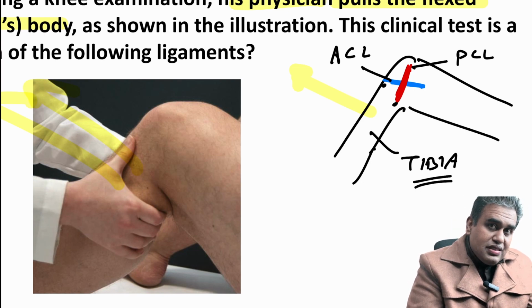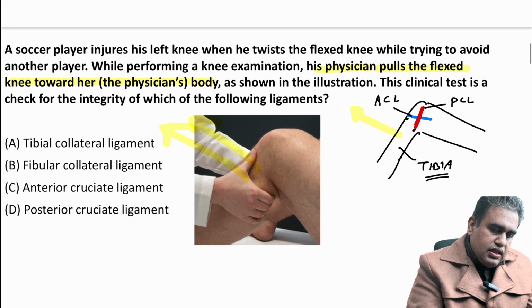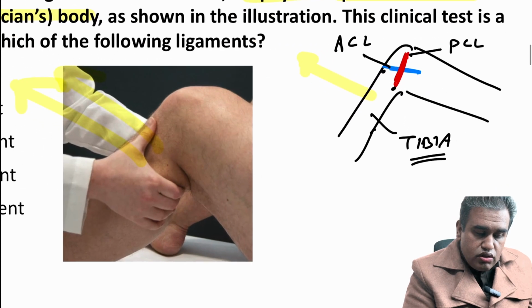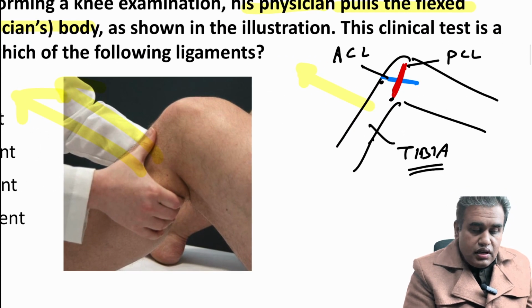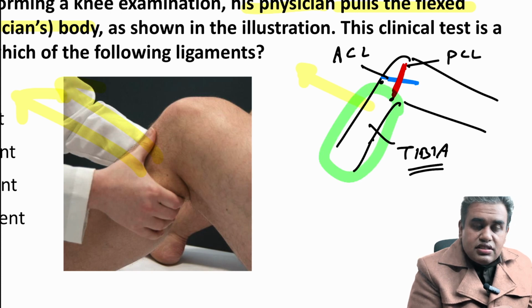Now if these ligaments are broken, टूट गए, damaged, because if you look at the history, we will realize twisting of the flexed knee. In this mode of injury, normally the cruciate ligaments are injured. So if these ligaments are injured, then there will be abnormal movement. कहाँ पर? There will be abnormal movement in this leg region.